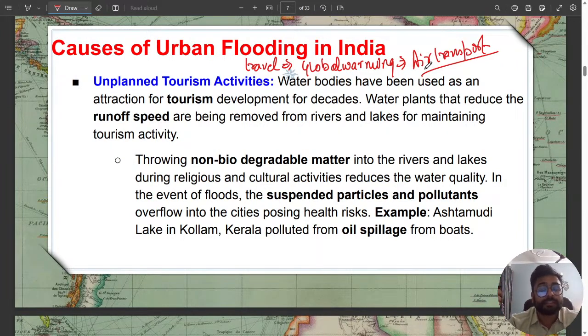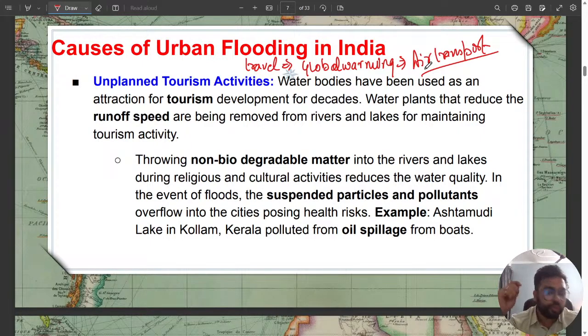Then, water plants that reduce the runoff speed are being removed from rivers and lakes for maintaining tourism activities. So to maintain tourism, we are changing the landscape of urban areas, and even of other areas as well. You are in a way changing the regular flow of the river. Are you getting this? Whenever you hinder the flow, the water will come out, and when water comes out, you perceive it as a flooding situation.